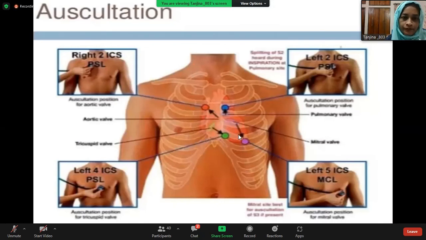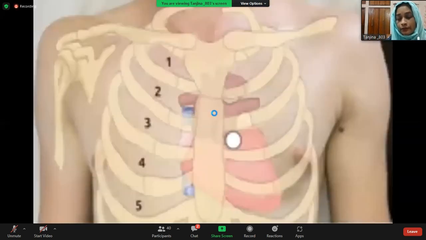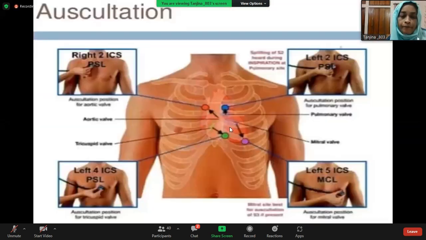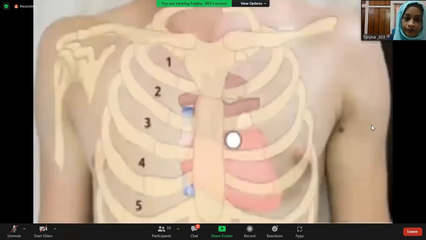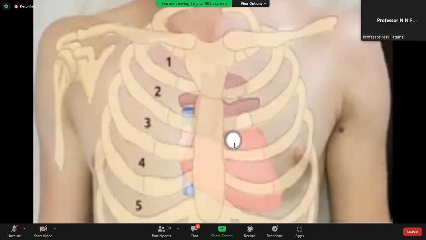The first heart sound is best heard in the mitral area or apex, and the second heart sound is best heard at the base of the heart, the pulmonic and aortic areas. The first heart sound is produced by the closure of the AV valves, mitral and tricuspid, and the second heart sound is produced by the closure of the semilunar valves, pulmonary and aortic. This is another point, called Erb's point. This is the left third intercostal space. Most of the time, the normal and pathological heart sounds can be heard at this point.